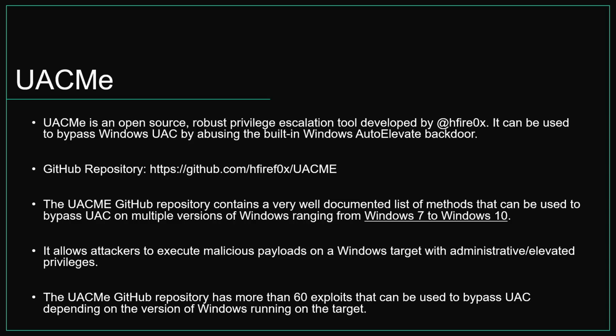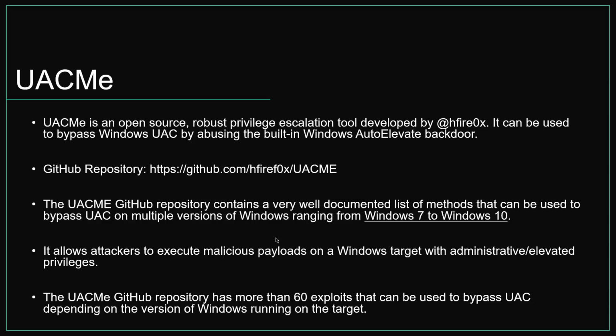All right, so UACMe is an open source, robust privilege escalation tool developed by hfiref0x. It can be used to bypass Windows UAC by abusing the built-in Windows AutoElevate backdoor. So if you've used Windows before and if you're a penetration tester, then you should be familiar with the AutoElevate tool on Windows. You can take a look at the GitHub repository. It's attached to these slides. That is github.com/hfiref0x/UACME, or you can just perform a quick Google search.